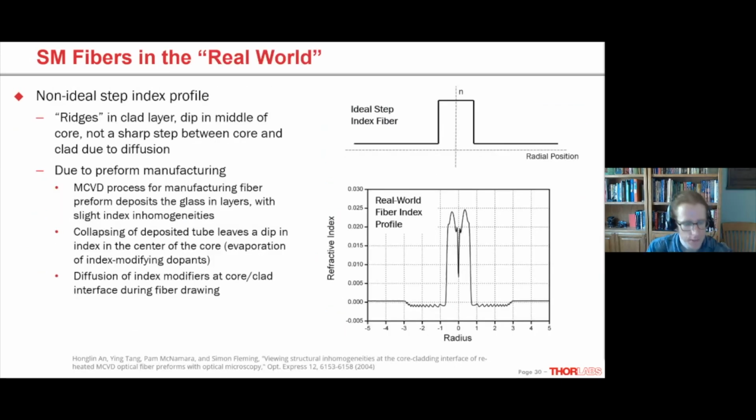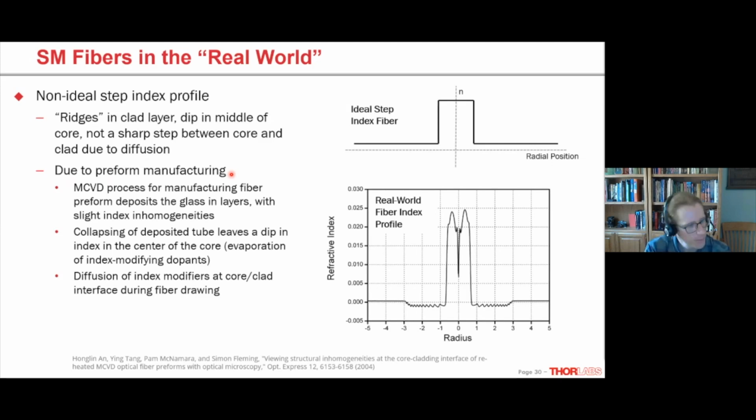Sure. So shameless self-promotion, I'd refer you first of all to the fiber manufacturing talk I gave a couple months ago on our website, where we talk about the MCVD process in detail. But in a nutshell, we make a tube, and we deposit glass on the inside of the tube in different layers, and that uses chemical vapor deposition, where we deposit silica glass soot onto the inside of this tube, and for each layer we can define the index by adding index modifying dopants. Then we heat that silica soot and sinter it into glass. We also pull a vacuum on the inside of the tube, and it collapses into a solid preform.